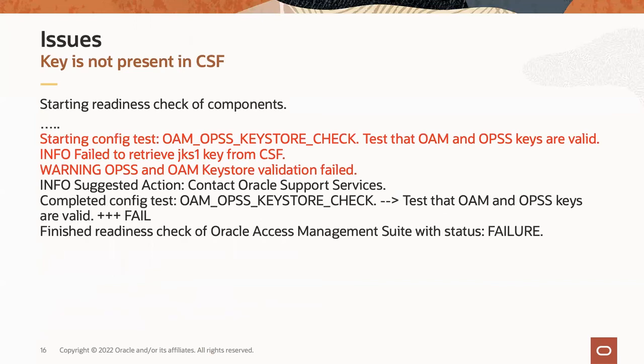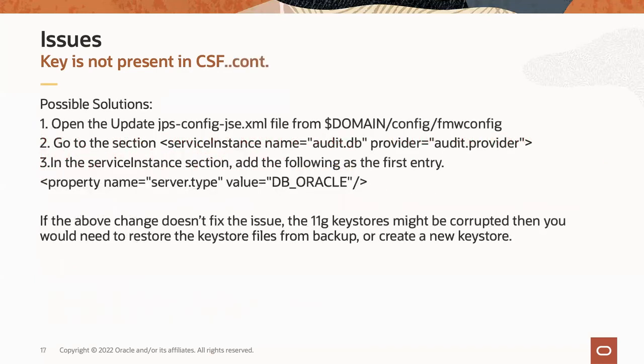Now let's go through some of the common issues that you would see when you run the upgrade readiness check. The first one is when the key is not present in the CSF. The typical error you get is fail to retrieve JKS key from CSF. What do you do in that situation? You open this GPS config JSE.xml file and go to the service instance name and add that property, service type, DB Oracle. If that doesn't fix the issue, maybe the Keystore itself is corrupted, so you might want to restore the files from the backup or create a new Keystore.